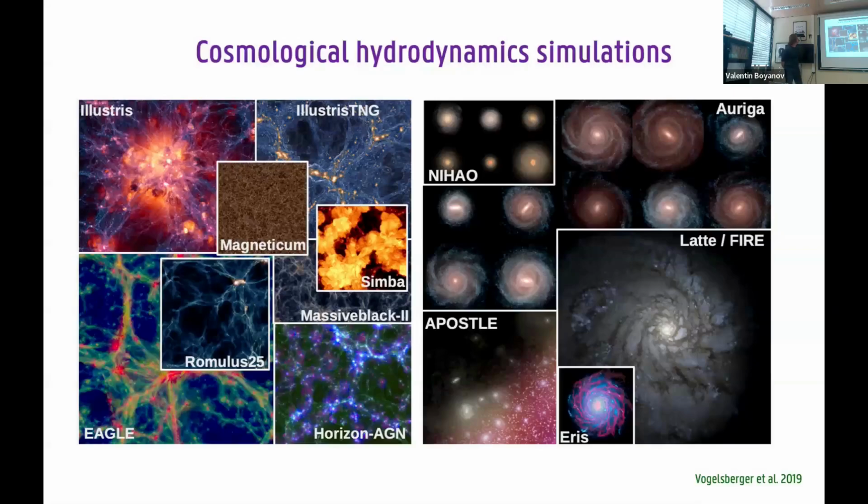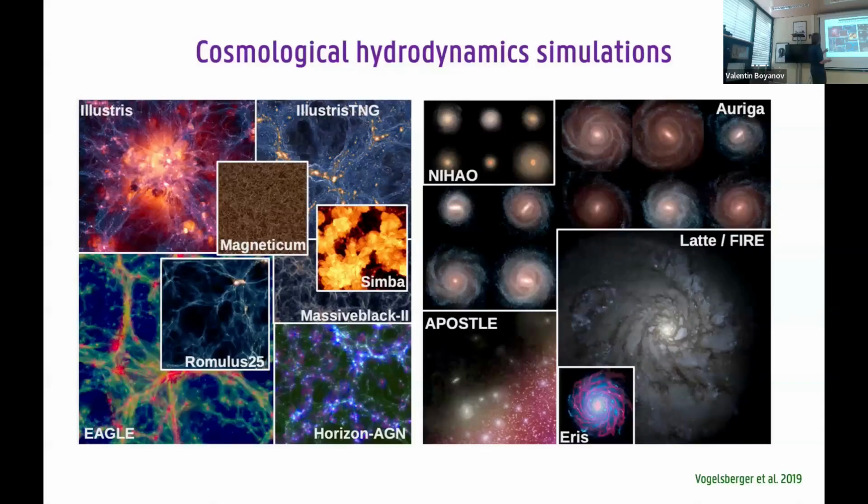And you have some of what we call big volume simulations. These are parts of the universe, typically about 100 megaparsecs on the side. So these are relatively big boxes with thousands of galaxies. And you try to reproduce the galaxy population at large. You try to get the right number of massive galaxies versus small galaxies, red versus blue galaxies, and so on.